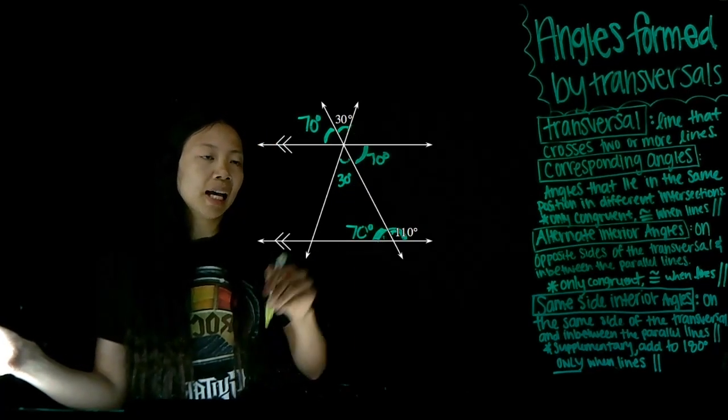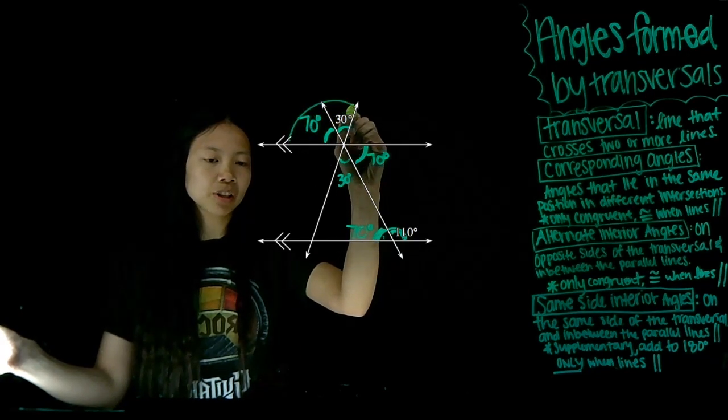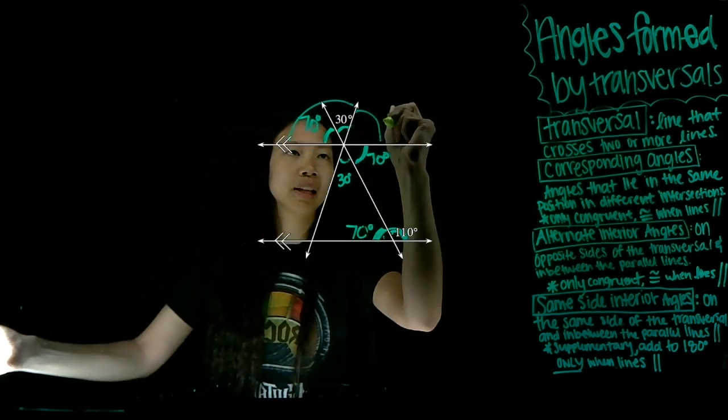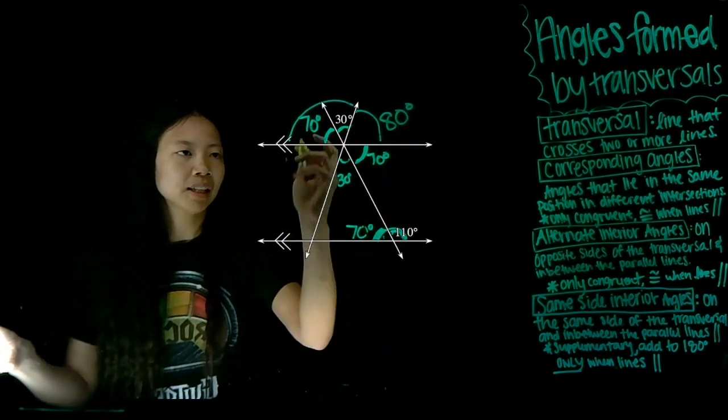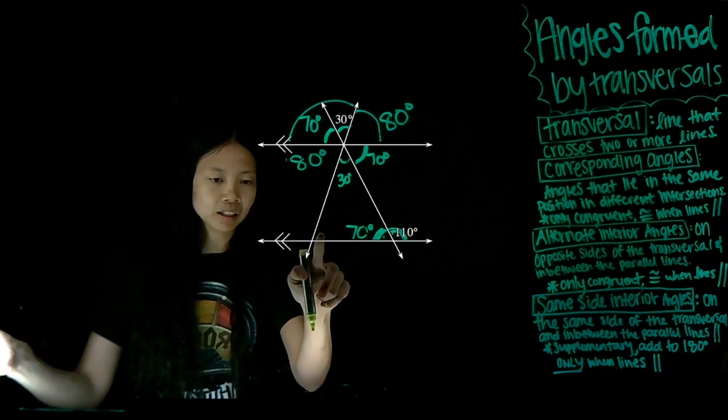All right, now I have another supplementary angle going on up here. I got 70 plus 30, which is 100. So I know I need 80 in order to finish this line. So this has to be 80 degrees. And using vertical angles again, this one has to be 80 degrees. Because of alternate interior angles, I know since this is 80, this one also has to be 80.